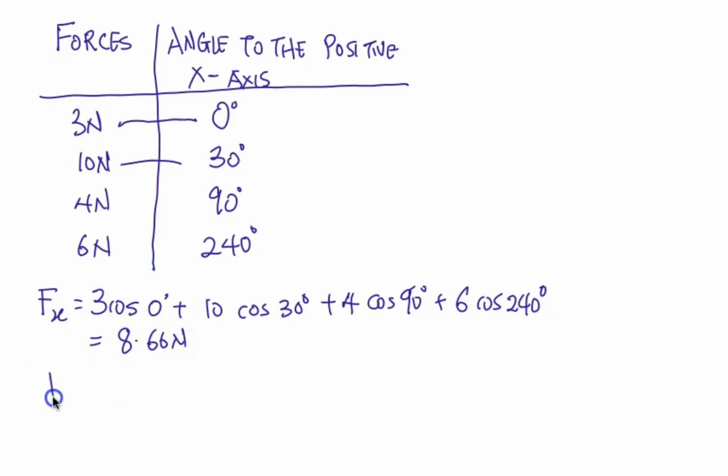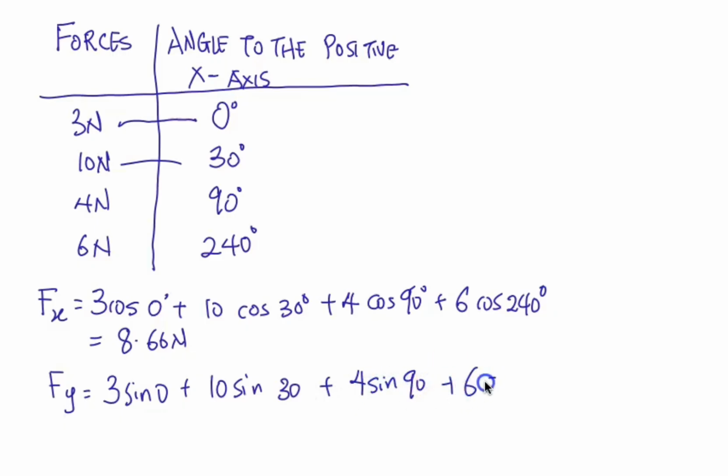8.66 Newton. Now for the Fy, we are going to change this cos to sine because for the y we use sine. So this is going to be 3 sine 0, no longer cos. It's going to be 3 sine 0 plus 10 sine 30, then 4 sine 90 plus the last will be 6 sine 240 degree. So we have all of this. When you take your calculator again and press these entire values into it, you're going to have 3.80 Newton. So this is the simplest thing you can ever do.